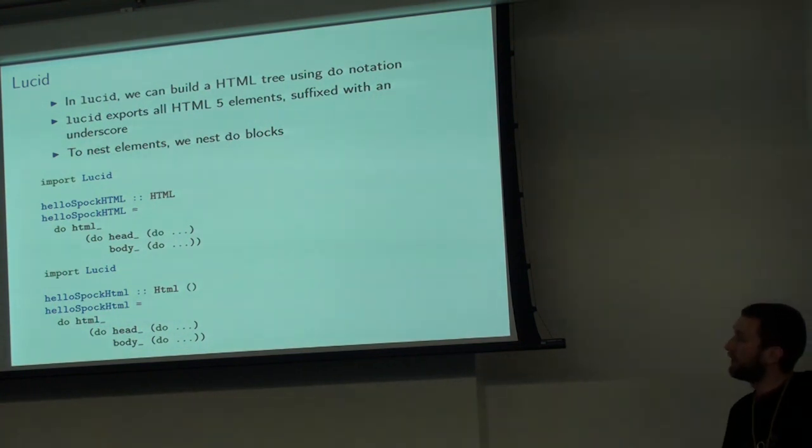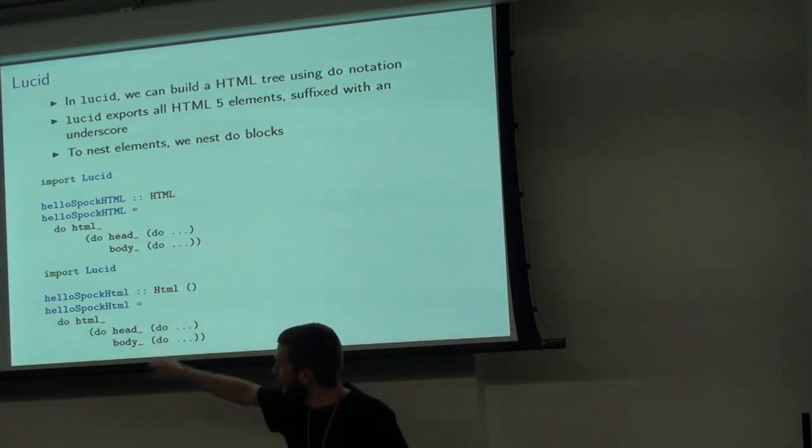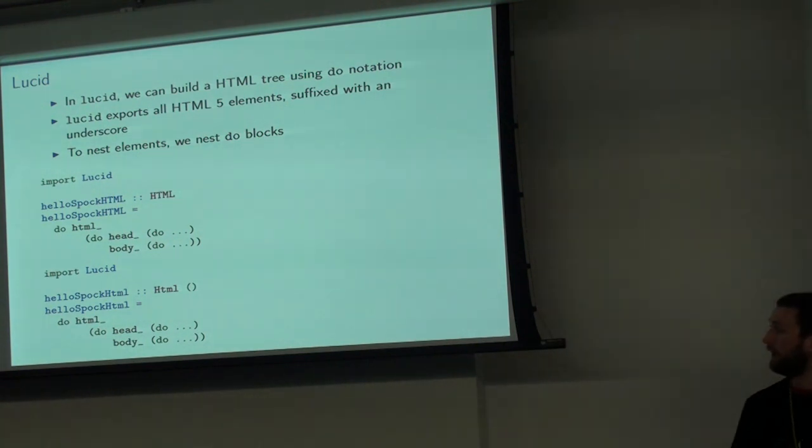And Lucid exports functions for all of the HTML5 elements, and it suffixes them with an underscore. That just prevents clashes with the standard Haskell functions that will be in scope by default. And to nest elements in this, we simply nest do blocks. So here we can see that we've got an HTML element at the top, and then we nest inside that a head element and a body element as well. So this is going on down here.